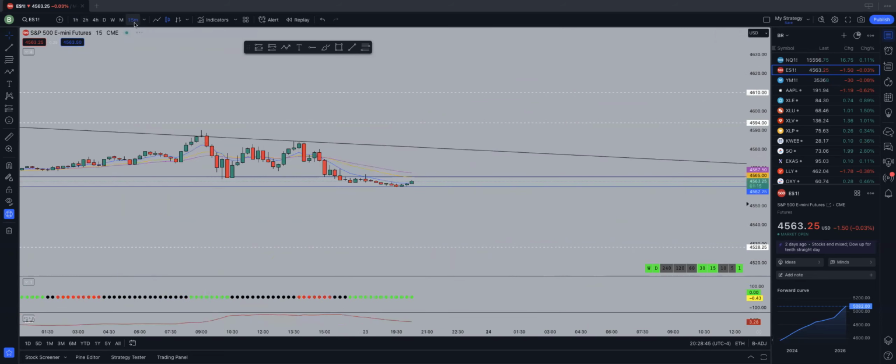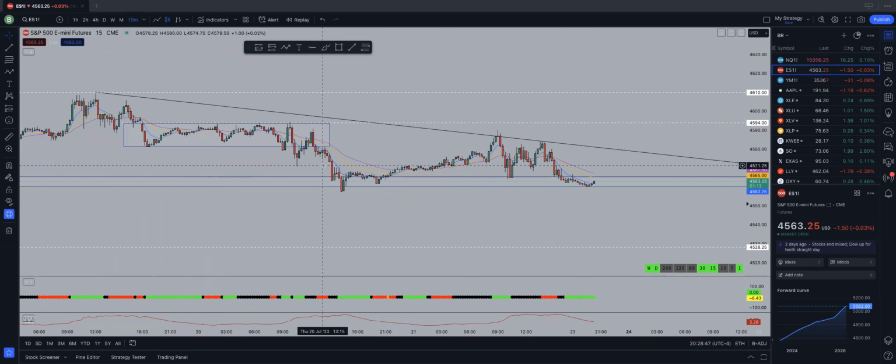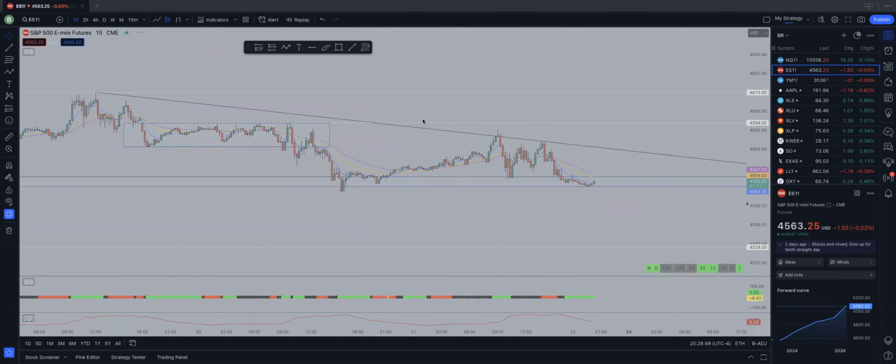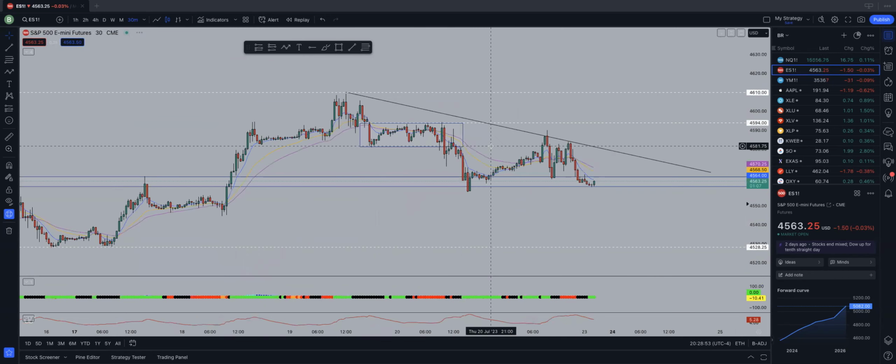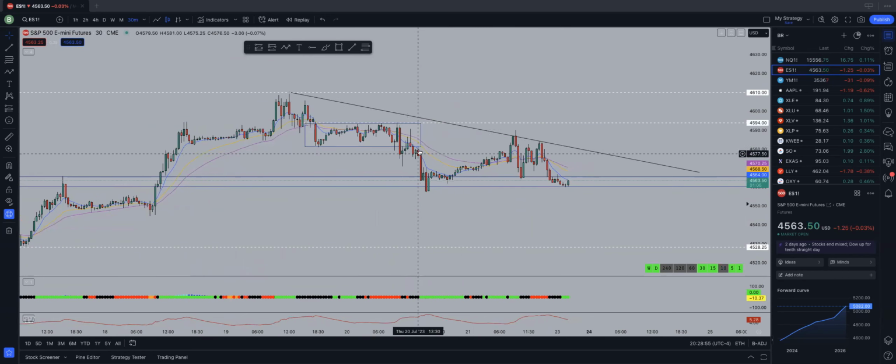I was looking at the 15-minute, I was looking at the 1-hour, I was looking at the 30-minute, and then once you can spot these points in time, we entered in on this. After this candle closed, we entered in on this one, and then we had a nice move almost immediately after. And so that's what we're kind of looking for.